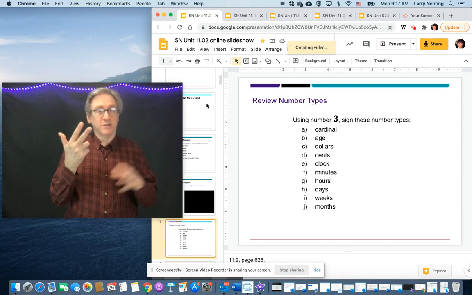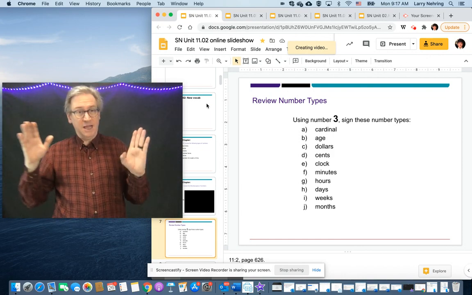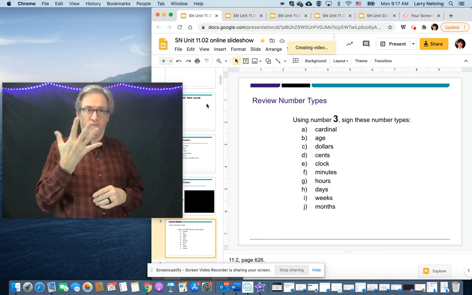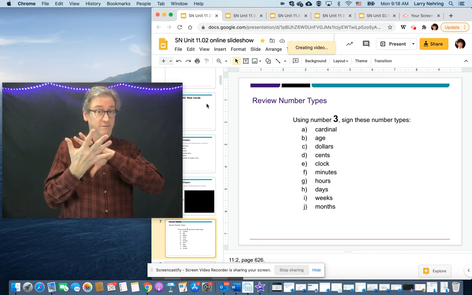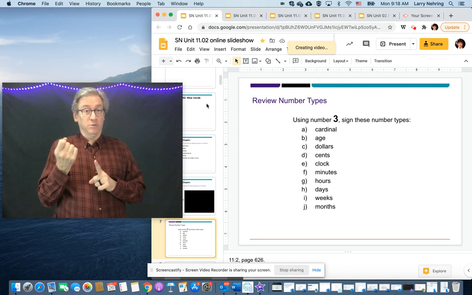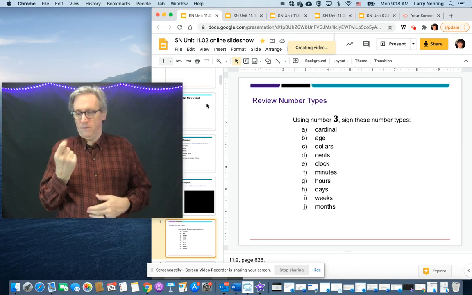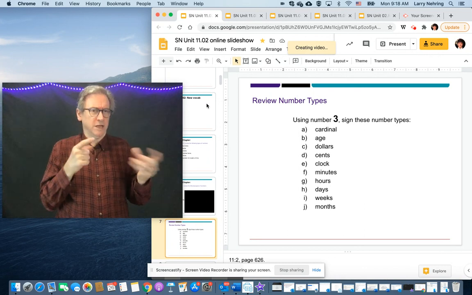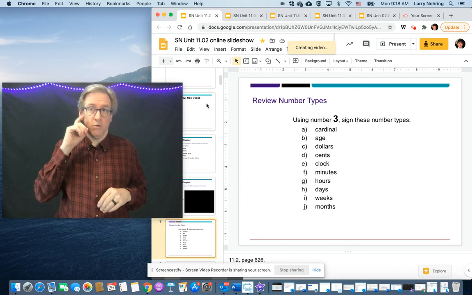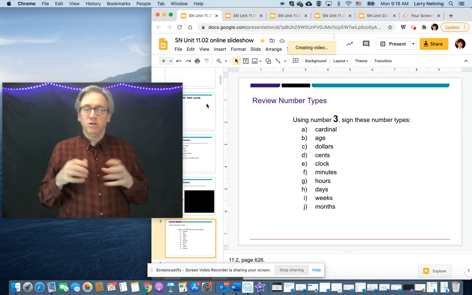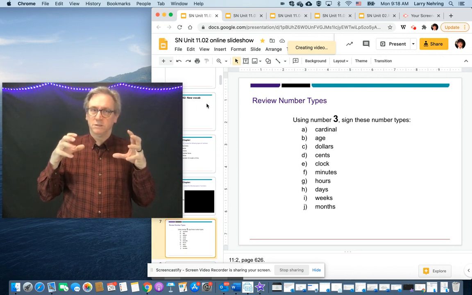The reason why we can do that with 1 to 9 and not beyond is because those are static hand shapes for the numbers. 1, 2, 3, 4, 5. They don't change. The number itself doesn't change. Once we get into 11, it's a mobile. It uses movement within it, or a change of location, change of hand shape. So those make it more difficult to sign.